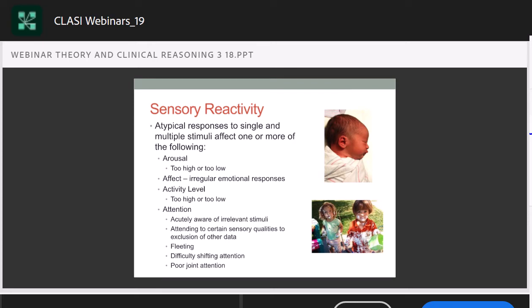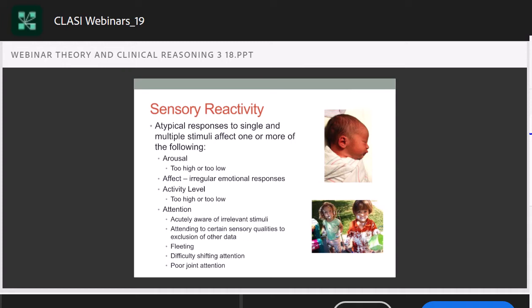I've included areas of reactivity. Often we're looking at the regulation, not only just attention difficulties, but also maybe the arousal level could be too high or too low. We mentioned the irregular emotional responses.